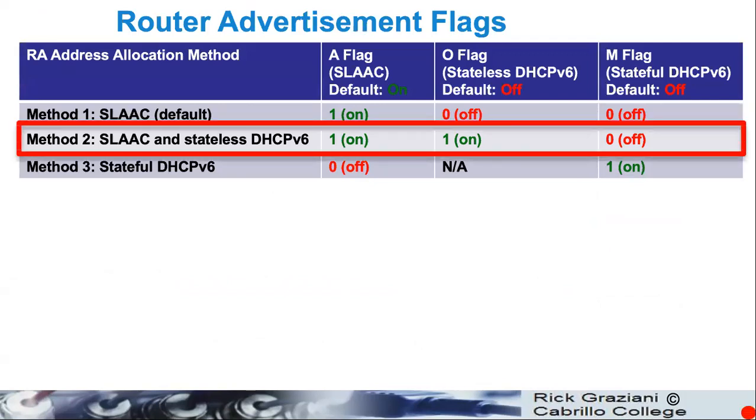But by default, the A flag is set to 1. That will remain the same, because the device will be creating its own IPv6 global unicast address. What does change is the O flag. We change that from off to on. The M flag remains the same.